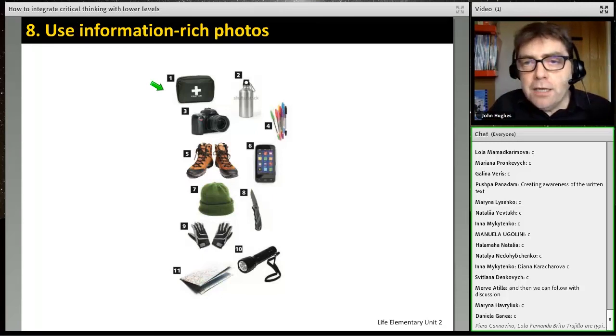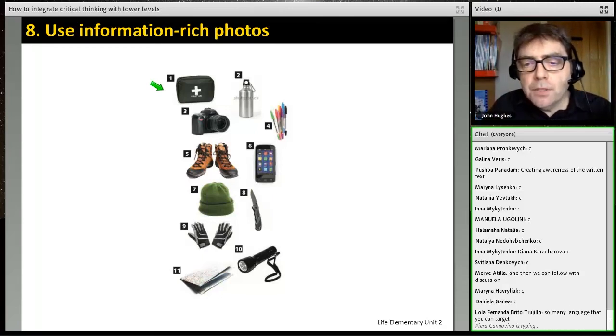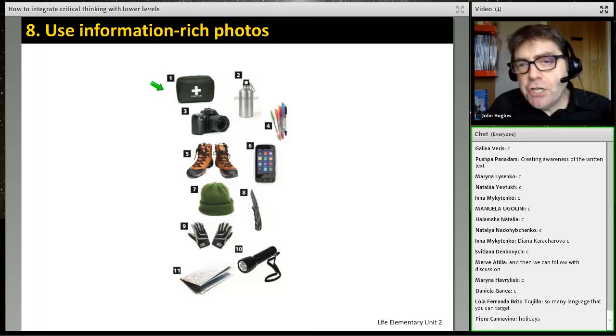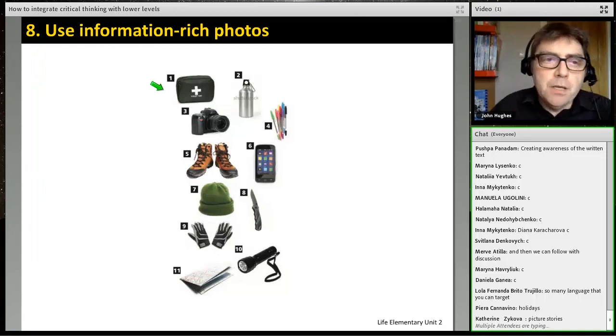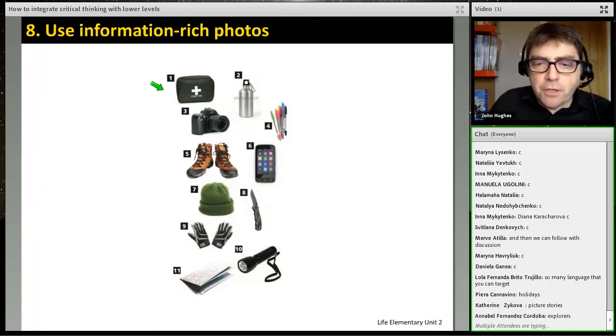That's fine. It's lower order thinking. Okay. It's just checking that students understand the words. That's all it's doing. But it's not what I would call information rich. The topic is possessions, things that you might take away with you or use. Yeah. Here is an example of an information rich photo.